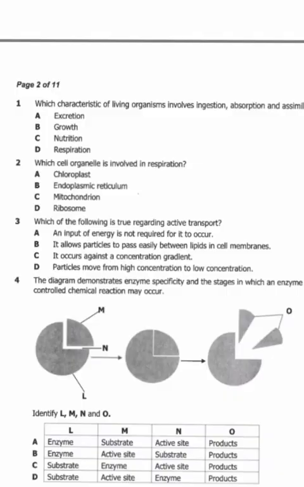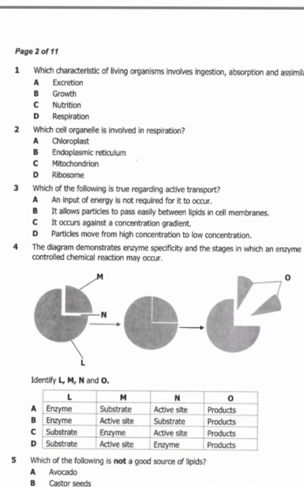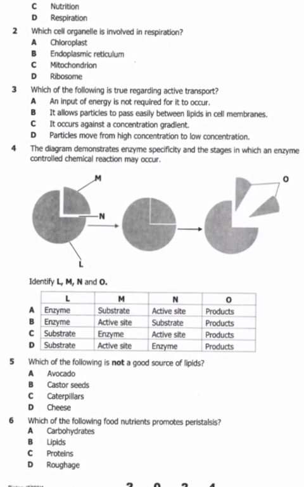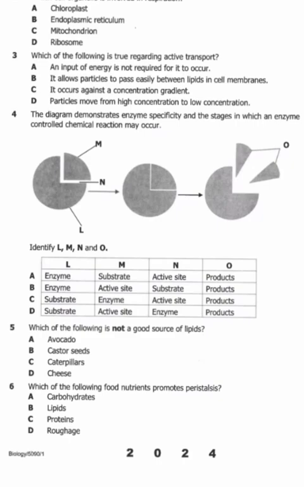When it comes to question 1, it always comes from the characteristics of living organisms. So I'm not going to focus on questions which don't have diagrams. Let me get into question 4. Question 4 is saying the diagram demonstrates enzyme specificity and the stages in which an enzyme-controlled chemical reaction may occur. What is important here is you knowing the same diagram.